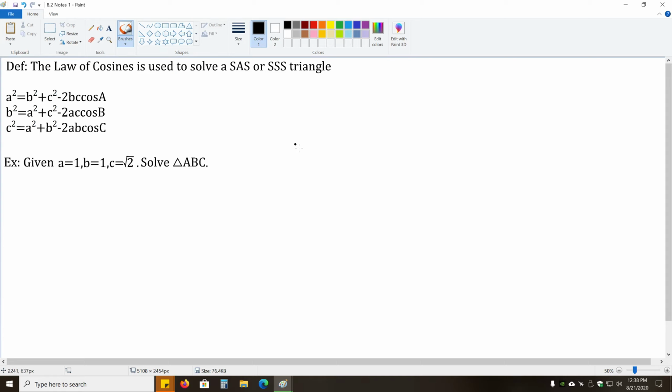And just to note, a side angle side triangle looks something like this. You're given a side, you're given a second side, and the angle in between. A side-side-side triangle is pretty straightforward. You're given all three sides of the triangle, and you solve for the three angles.